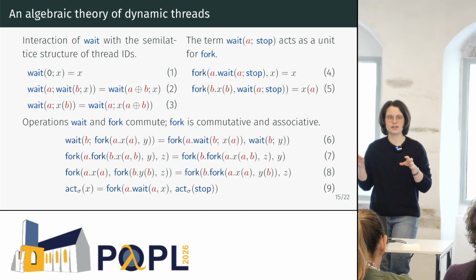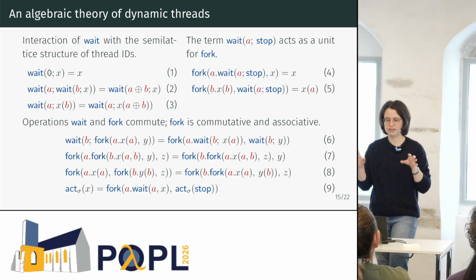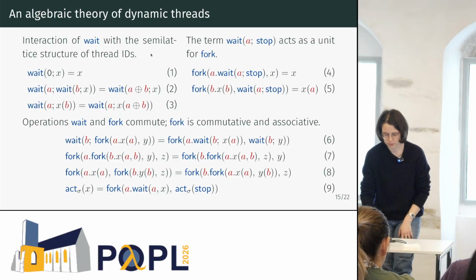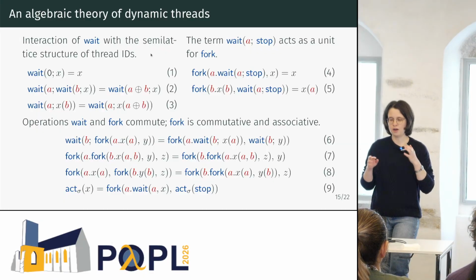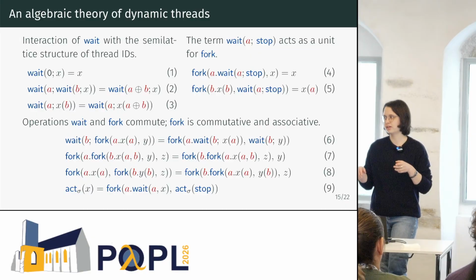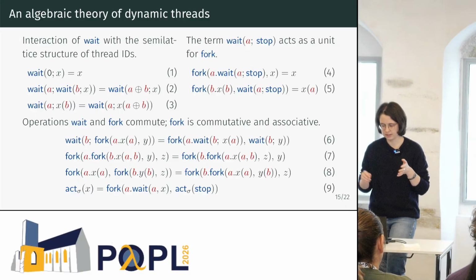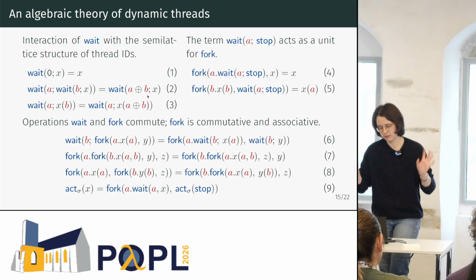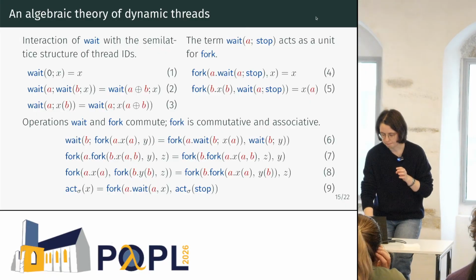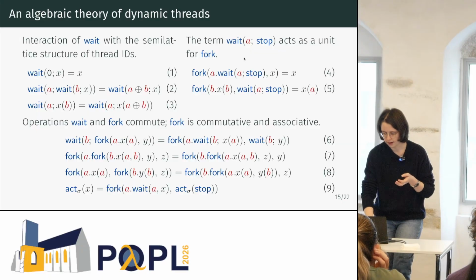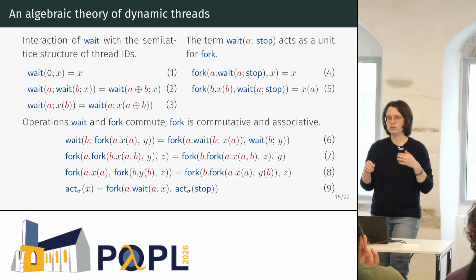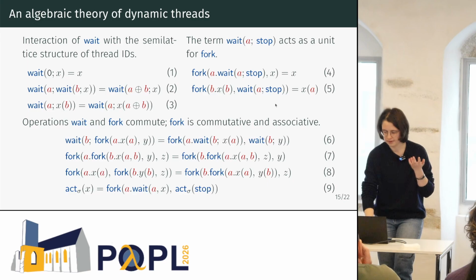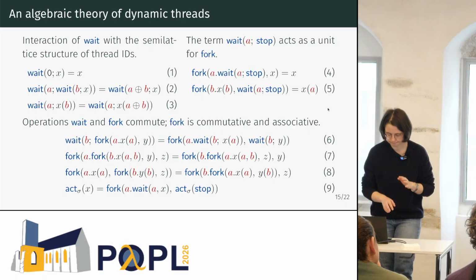Roughly, the equations are divided into 3 groups. The first one is about how waiting interacts with the semi-lattice structure on IDs. Okay, it's okay if you can't read all the details. And then the second group roughly says that waiting on A and stopping is a unit for forking, but it's a bit more subtle because we have to be careful about thread IDs.